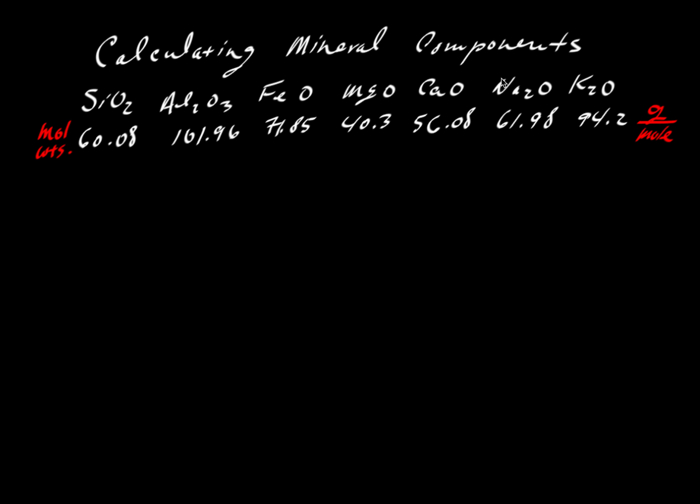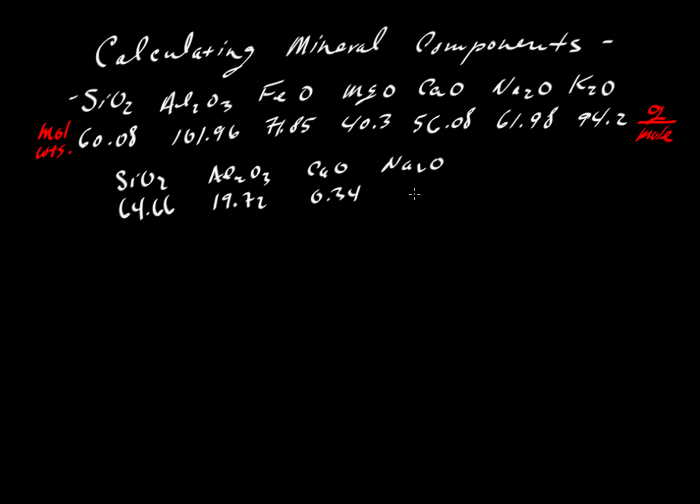So this is our second example of calculating a mineral component or a set of mineral components when we're given a set of oxides that have been measured. And in this case, we're going to look at a feldspar. So let's say we have a feldspar where the SiO2 content is 64.66, Al2O3, I'm just going to rewrite it here, is 19.72. Let's say the calcium is 0.34 weight percent, Na2O is 3.42, and K2O is 11.72.